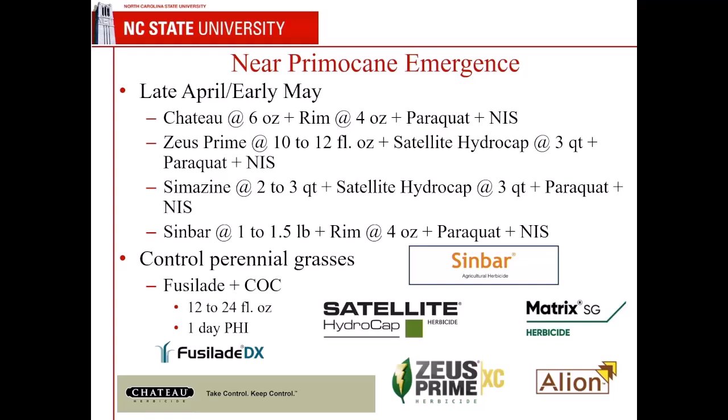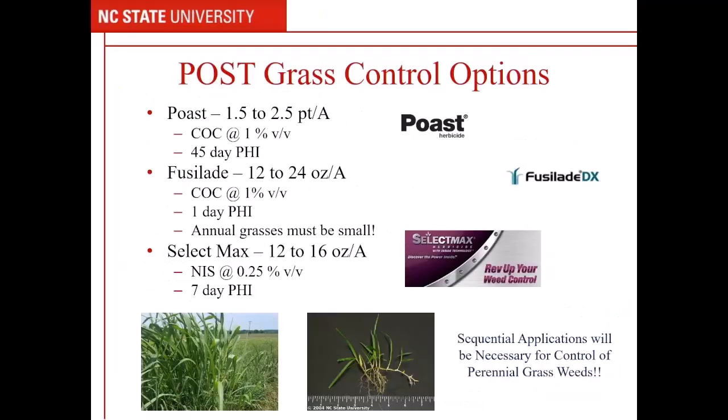And of course, with perennial grasses, we'd have to deal with those. Fusilade in a bearing situation is what we'd want to go with because it's the one that has the 1-day PHI, and what we'd use it for there would be, of course, Bermuda grass, Johnson grass, those type weeds. The other products work really well, the Post and the Select Max, but the reason we go with the Fusilade is, again, because of that short pre-harvest interval.